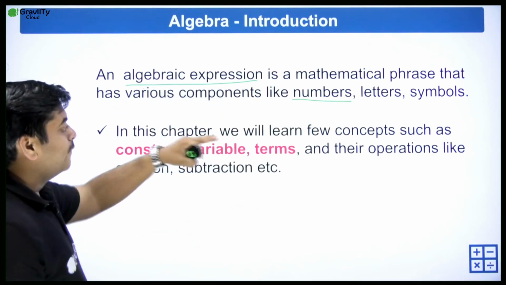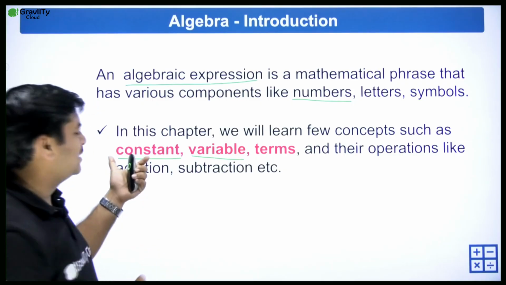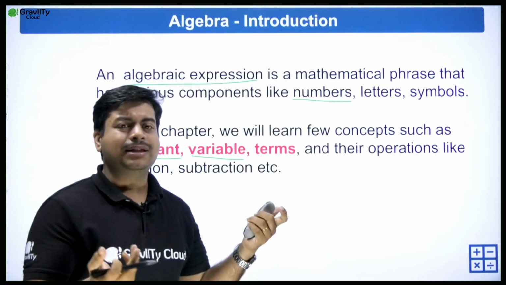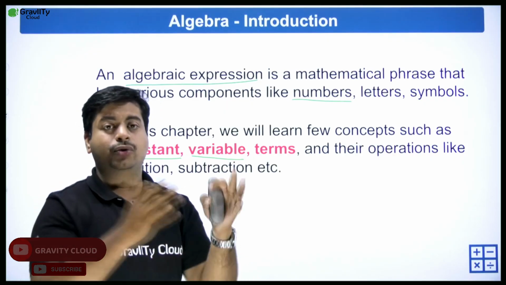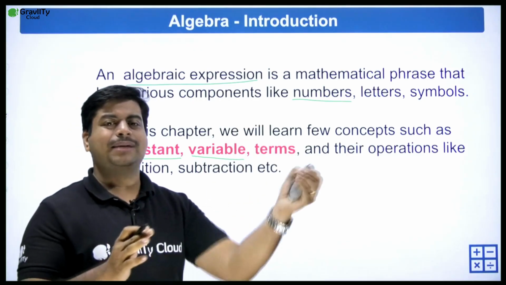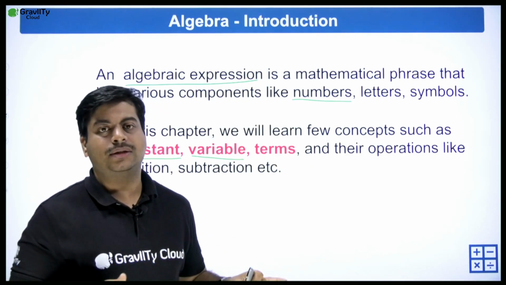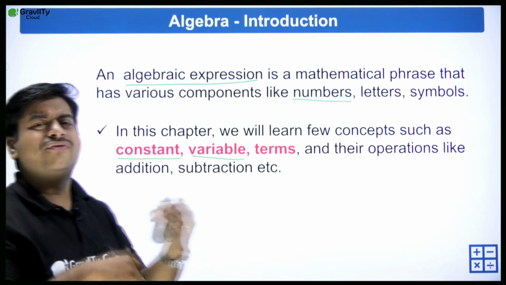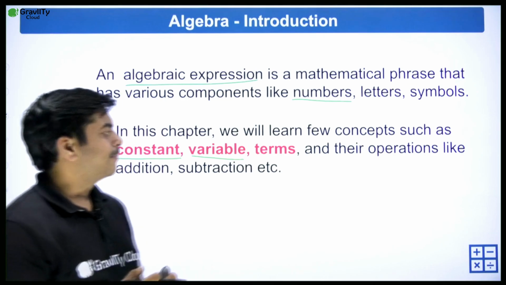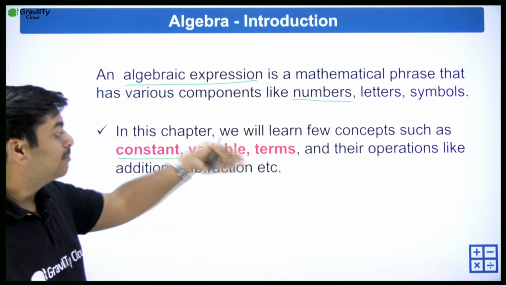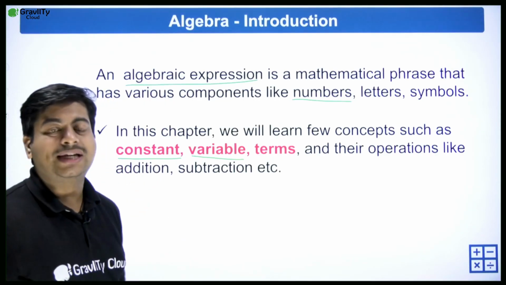In this chapter, we will learn a few concepts such as constant, variable. The name itself says that it's constant. What is constant? That means the value is fixed. Number 2, let us say. It's number 2 everywhere. Wherever you go, whomever you ask what this number is, they say it is number 2. It's numerically equal to 2. You cannot change that. It is constant. Variable is something which varies, which keeps on changing. Terms, we'll see what terms are, and their operations like addition, subtraction, multiplication, division, etc. All these we are going to study in algebra.